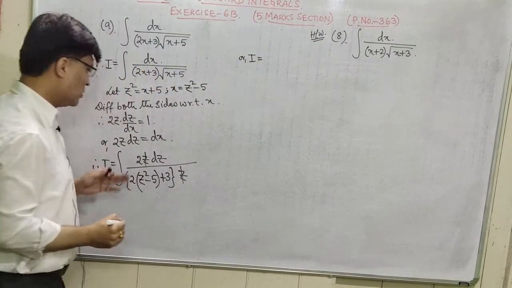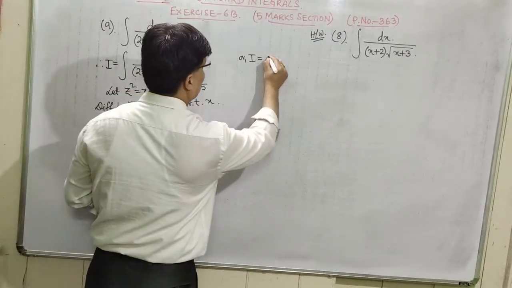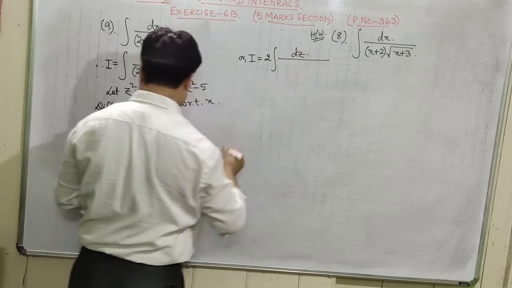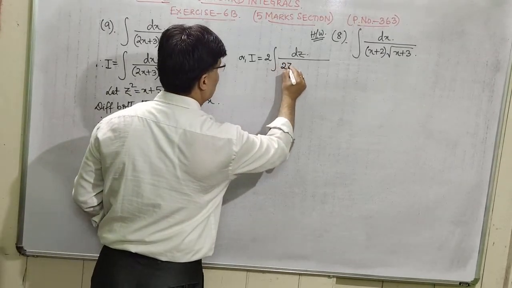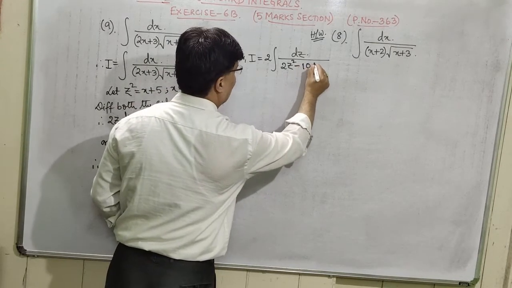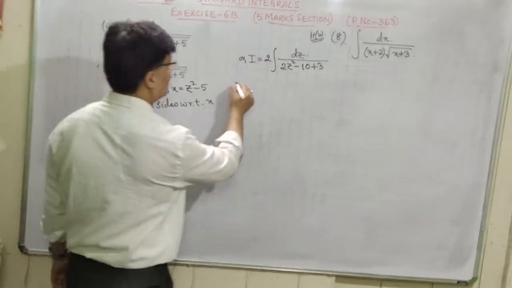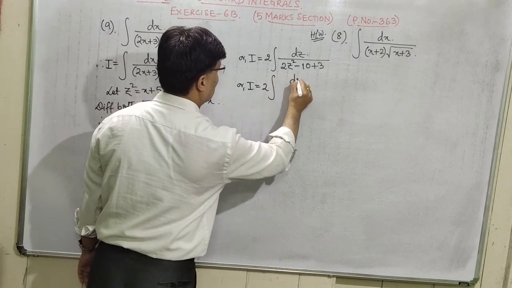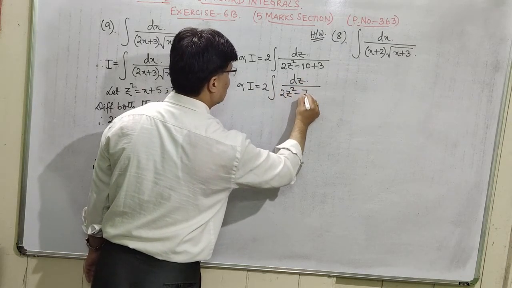I is equal to, which constant is taken outside here? 2 is a constant, it is taken outside. So it is 2 integral dz divided by, now multiply by 2 here. It is 2z square minus 2 fives are 10 and then plus 3. Plus 3 is there. Okay. So let us simplify it. I is equal to 2 integration of dz divided by 2z square minus 7.